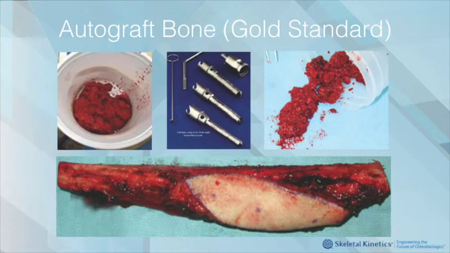In this slide, we see autograft bone, ways it's harvested and how it looks once it's harvested. In the middle, you see a bone graft harvester. Other things that can be used to harvest bone include curettes and osteotomes. The top left and the top right is morselized bone autograft. In the bottom image, we see an example of an autograft strut.